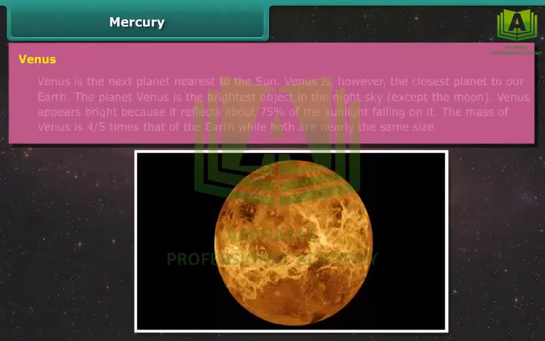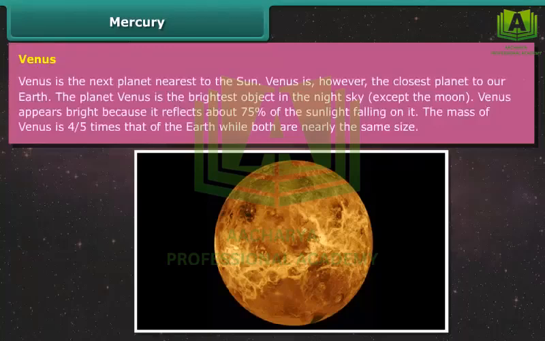Venus. Venus is the next planet nearest to the Sun. Venus is, however, the closest planet to the Earth. The planet Venus is the brightest object in the night sky except the Moon. Venus appears bright because it reflects about 75% of the sunlight falling on it. The mass of Venus is 4/5 times that of the Earth, while both are nearly the same size.